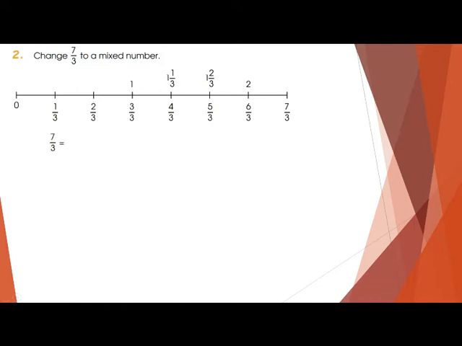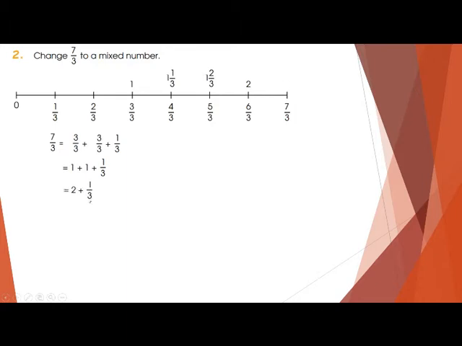So how can you write it? 7 thirds is equal to 3 thirds, 1 whole means 3 thirds, 1 more, and then you have to add 1 third. So what will it be? It will be 2 wholes and 1 third. 2 wholes and 1 third. Okay, this value will be the 1 third.